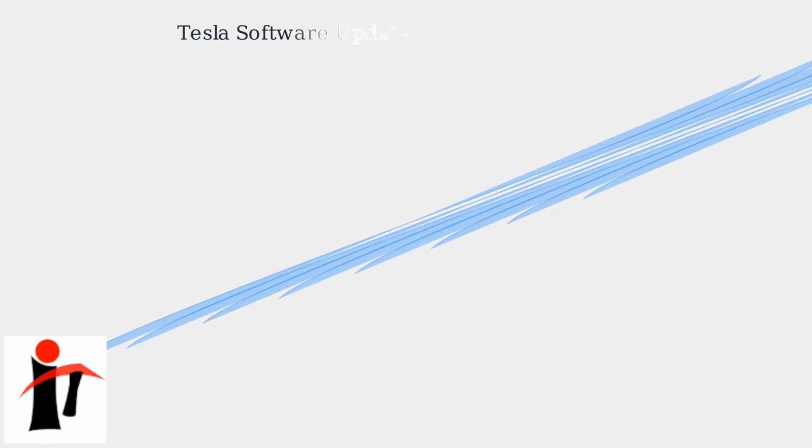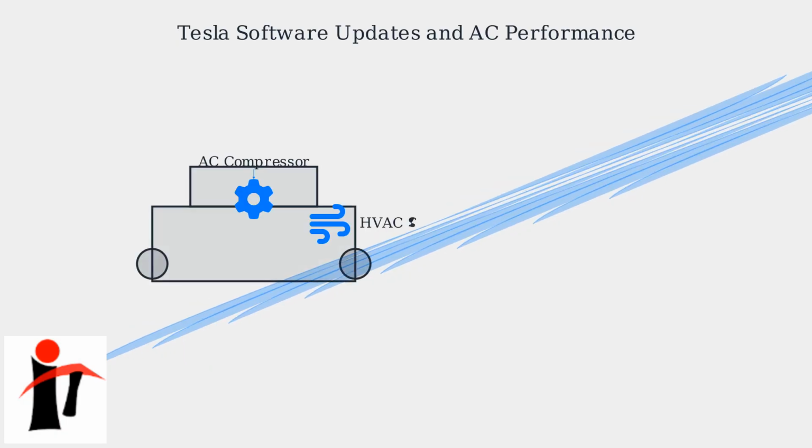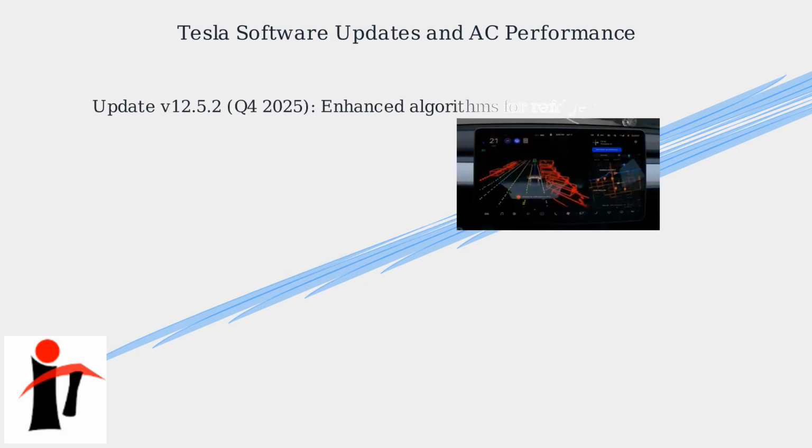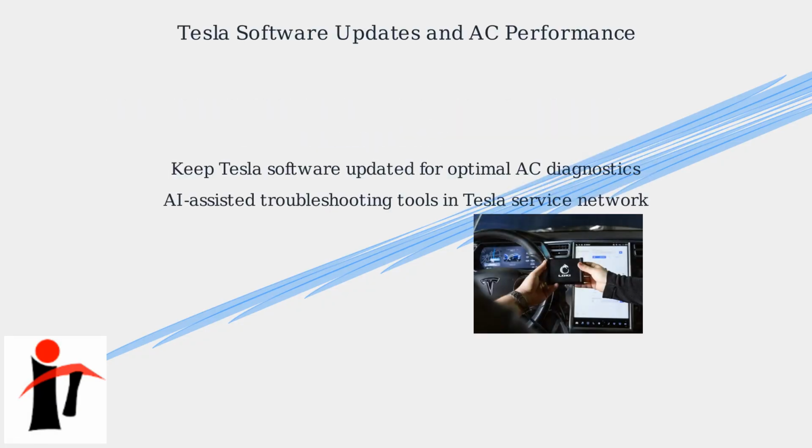Tesla's over-the-air updates play a crucial role in AC performance. Update V12.5.2, released in Q4 2025, includes enhanced algorithms that adjust refrigerant circulation, improving cooling efficiency by up to 15%.